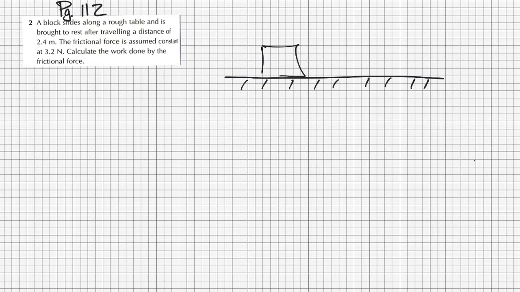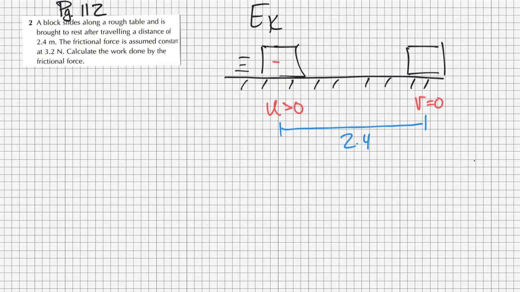So if we think about this situation, we have our surface that has friction on it. And we have an object that is initially moving here, so it's going to have some kinetic energy, and then it's going to be brought to rest here. And so we have some initial velocity. Let me write it this way. We have an initial velocity which is greater than 0, and then our final velocity is equal to 0. And that happens in 2.4 meters. Now, what's going to happen is we have a frictional force acting backwards, and that is a value of 3.2 newtons.